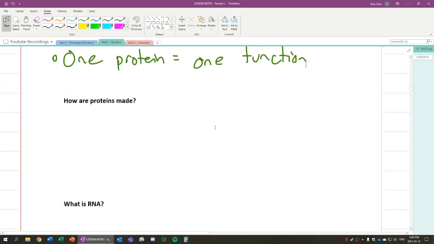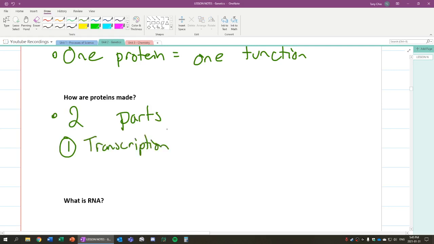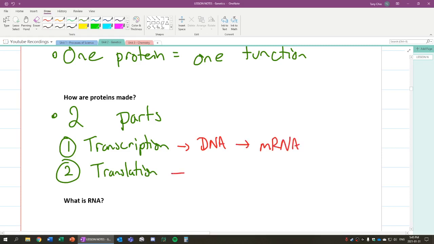So how are proteins made then? Proteins are made in two steps. The first step is what we call transcription. The second step is called translation. So what are these steps? The first step, transcription, is turning our DNA into mRNA. And then translation is turning mRNA into what we call amino acids. We're going to talk more about that in our next lesson.